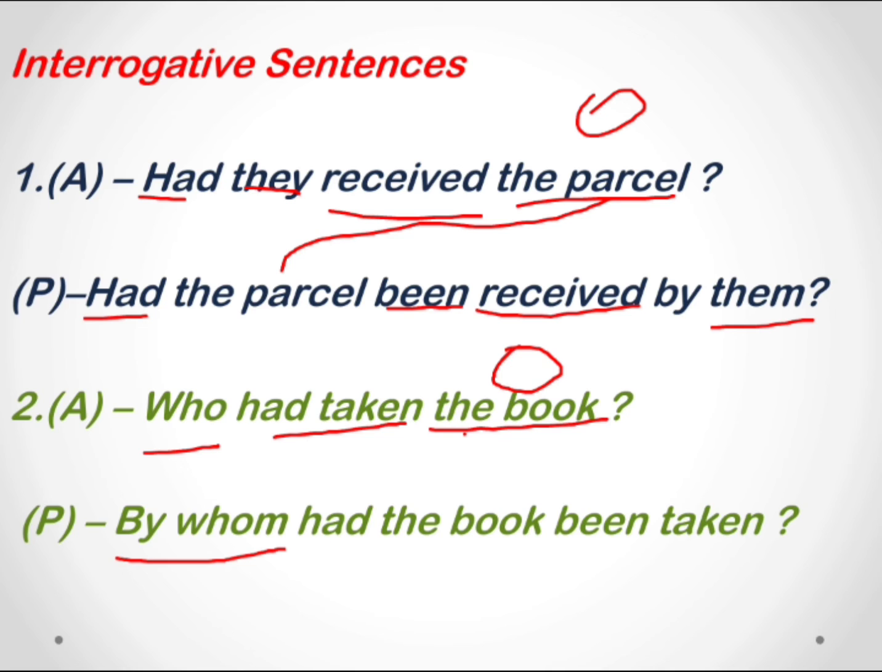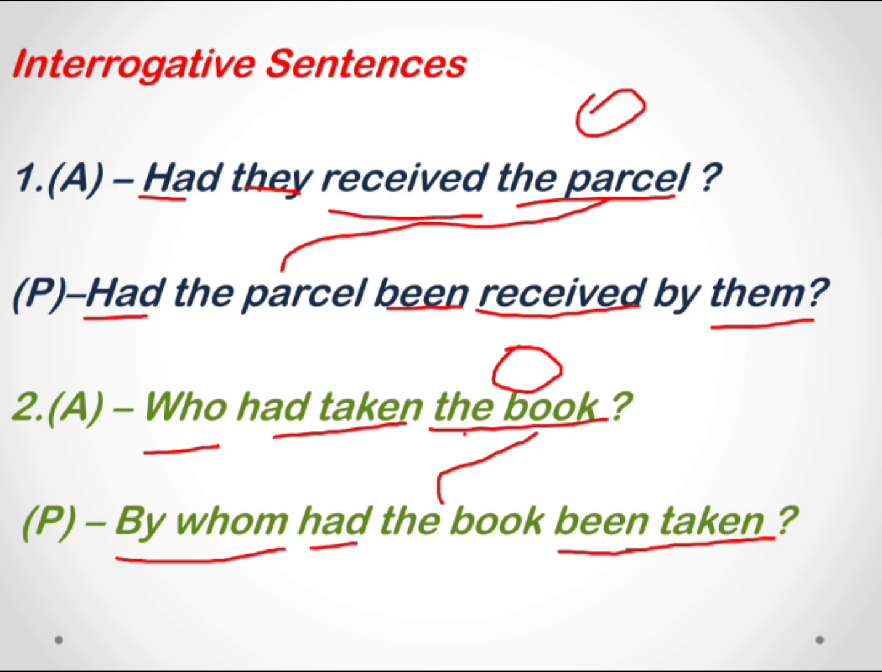Now we begin the sentence, the passive voice with by whom. Had is the auxiliary verb, so we write the auxiliary verb had. Now, since it is the interrogative sentence, we bring the subject first and then the verb. So the object comes here. By whom had the book? The be form of verb is been and the past participle of take is taken. By whom had the book been taken? This is the passive voice.